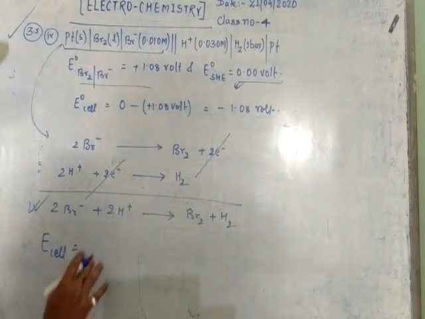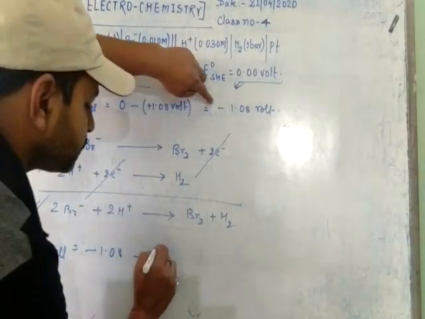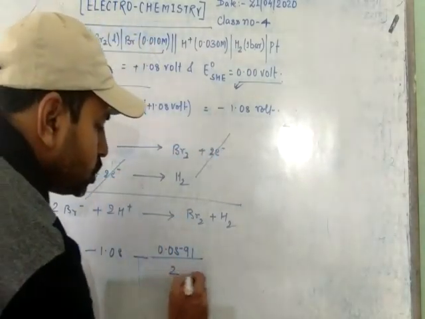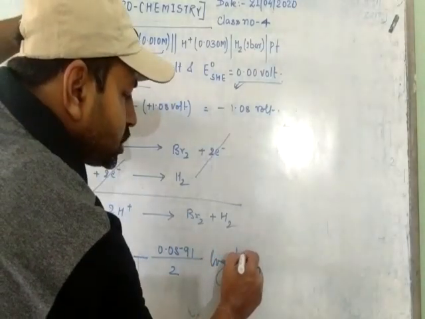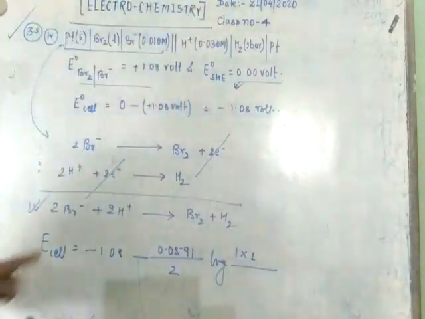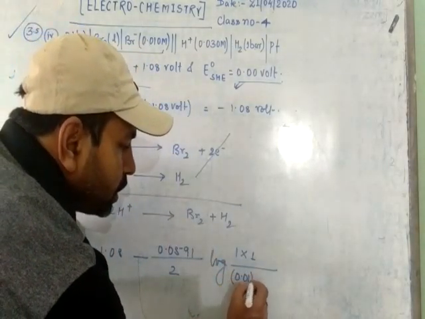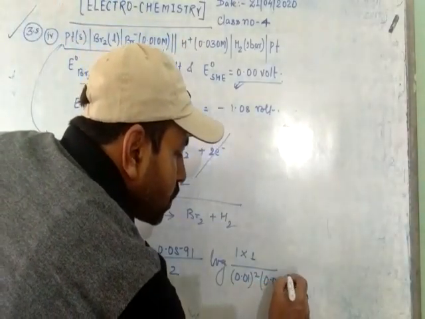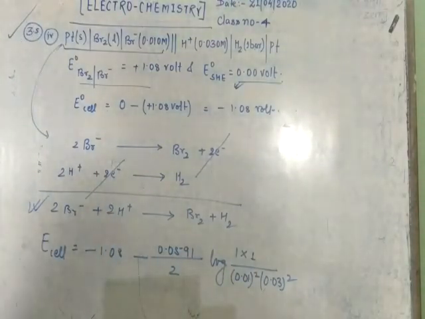Now E cell equals E naught cell, which is minus 1.08, minus 0.0591 by how many electrons are transferred? 2 log. Bromine is a pure liquid, so its concentration is 1. Hydrogen is 1 bar, so its pressure is 1, divided by the concentration of Br minus. The concentration of Br minus, students, is 0.01 squared and H+ concentration is 0.03 squared.